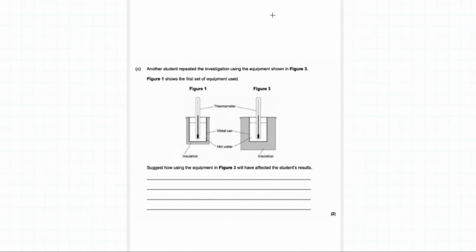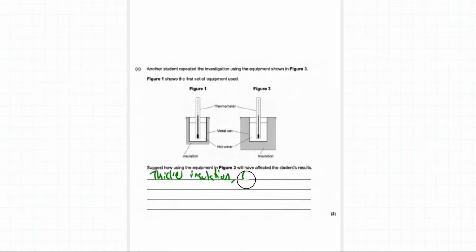Part C, another student repeated the investigation using the equipment shown in figure 3. So here he uses a bigger insulation. Suggest how using the equipment in figure 3 would have affected the student's results. The key thing here is that we've got thicker insulation, and insulation, remember, will insulate it better, so we'll stop the temperature decreasing as much.